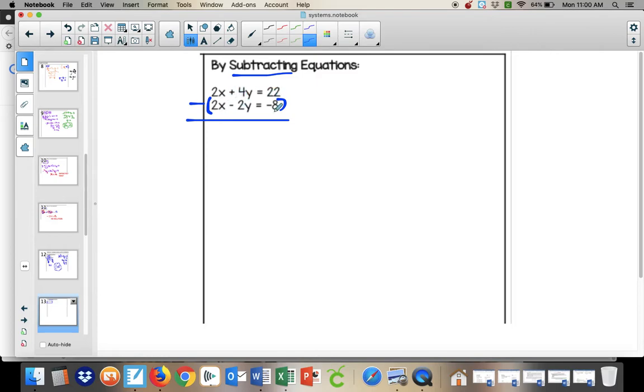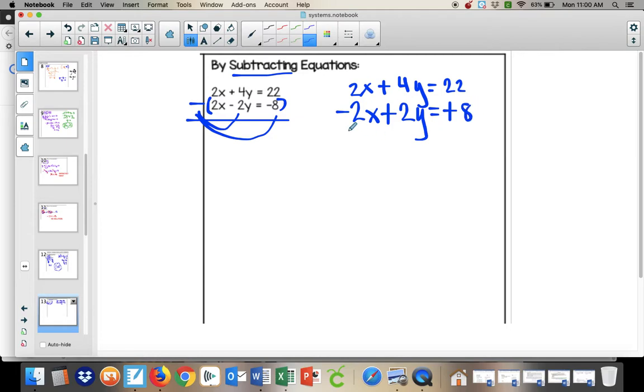Everything turns opposite. So I'm left with 2x plus 4y is 22 on the top. And when I subtract the bottom, I take away 2x. I take away a negative. When you take away a negative, you're really adding. And I'm taking away another negative, which means again that I'm adding.